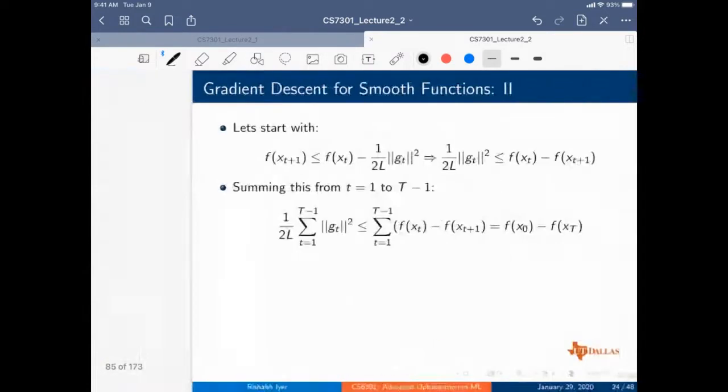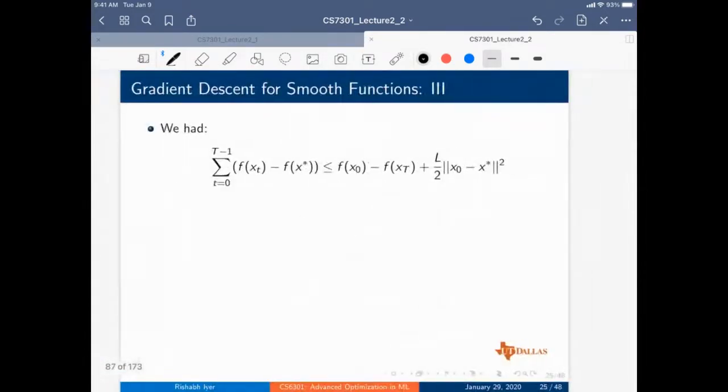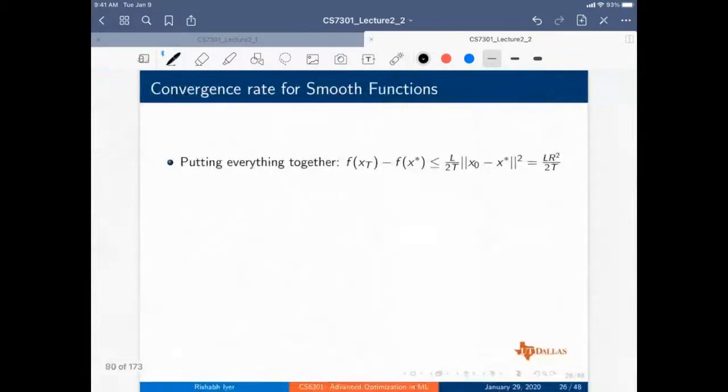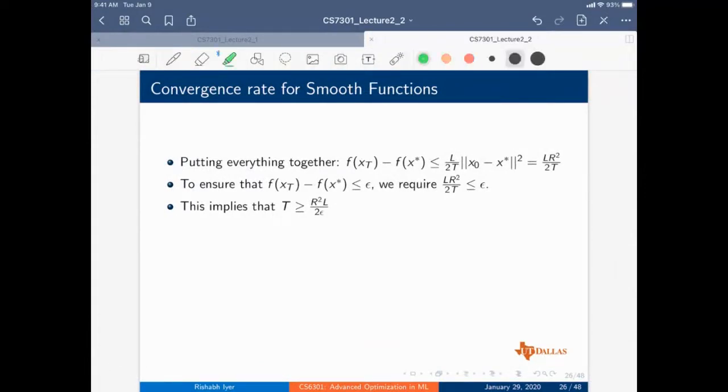Okay, so now we continue the analysis. I'm skipping all of this, and finally we have this result. For a Lipschitz smooth function, f of xt minus f of x star is less than equal to L divided by 2t times the norm of x0 minus x star, the whole square. And again, we assume that the norm of x is less than equal to r, that this is bounded. So this is equal to LR square by 2t. Okay. Any questions until now?